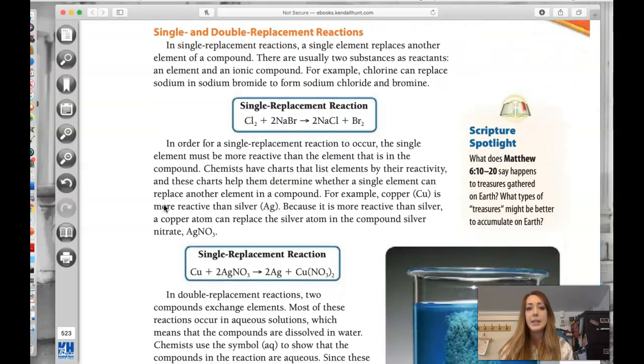Then single and double replacement. In our notes, we called them displacement. Displacement and replacement, they mean the same thing. In single replacement reactions, a single element replaces another element, our switcheroo. There are usually two substances as reactants, an element and an ionic compound. For example, chlorine can replace sodium in sodium bromide to form sodium chloride plus bromine.